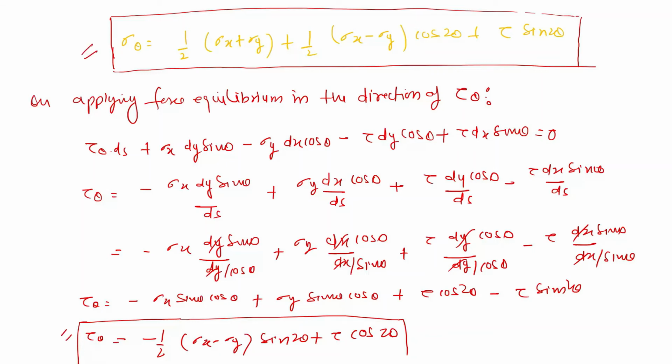So in this case there are two formulas, one for sigma theta and one for tau theta. In the next class we'll discuss these two formulas and find the maximum and minimum values of sigma theta, and those values will be known as principal stresses. We'll discuss those in the next lecture.